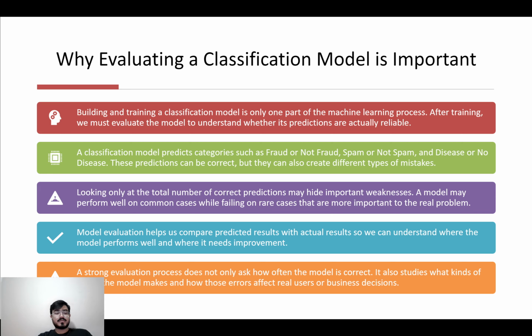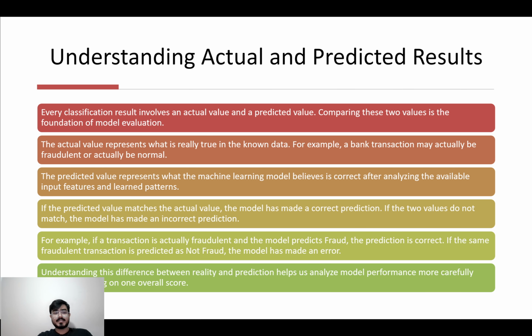We also need to know which predictions were correct, which were incorrect, and the type of mistakes the model made. This is exactly why model evaluation is so valuable. It helps us understand the strengths and weaknesses of a model and gives us the information needed to improve it before using it in real world systems. Now that we know why evaluation is important, let's look at two basic values that every evaluation process begins with. Let's move to the next slide.